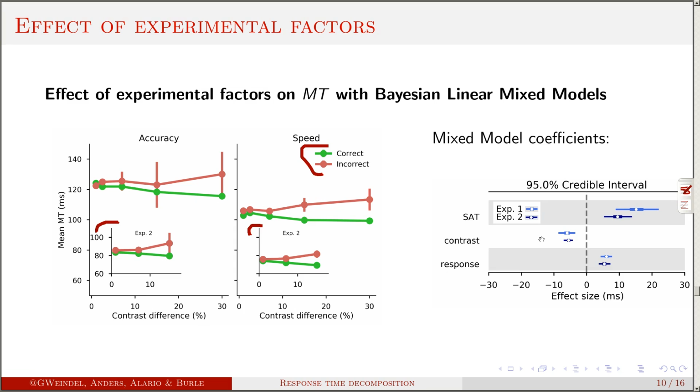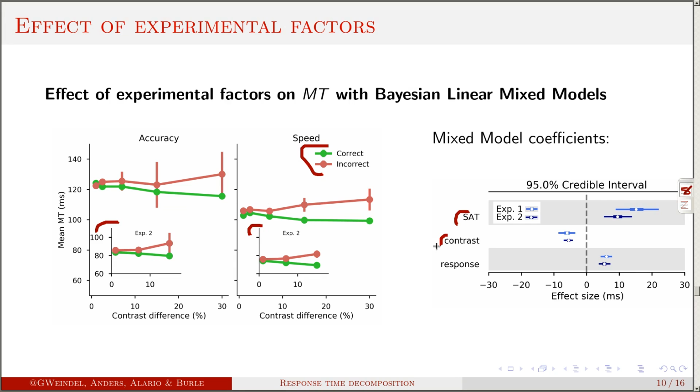What we see is that MT, motor time, is highly sensitive to speed-accuracy trade-off, with an effect size across both experiments around 15 milliseconds. More surprisingly, we also see a coherent and robust effect of contrast when the response is correct, with an effect around 6 milliseconds, suggesting that the difference between the hardest and the easiest stimulus difficulty level is approximately 6 milliseconds. We see it across both SAT conditions and for both experiments.